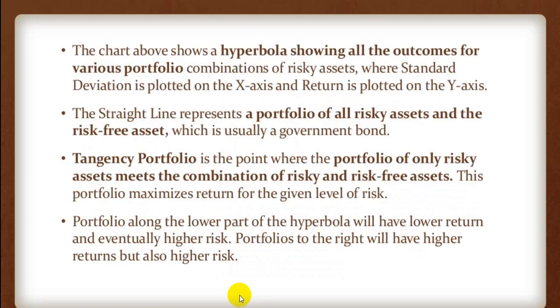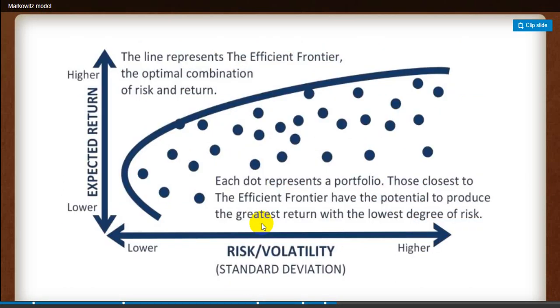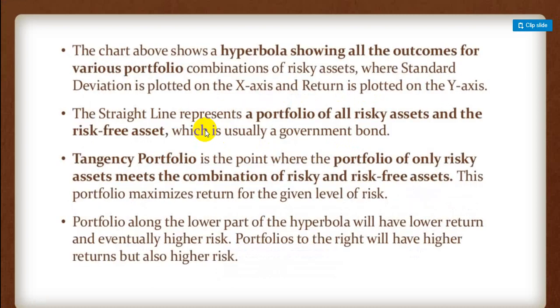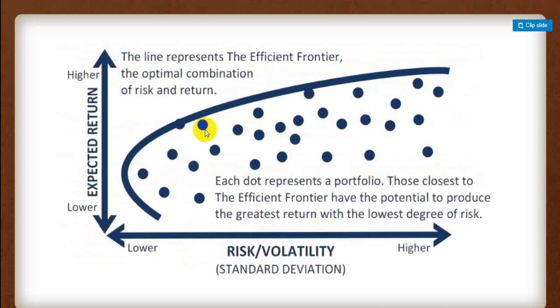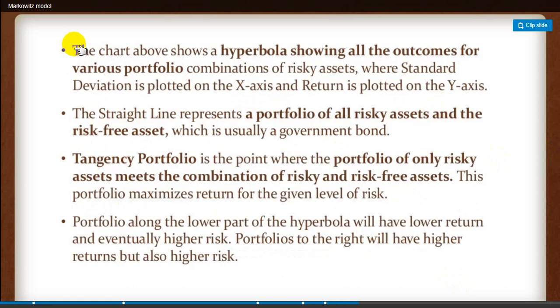This was the efficient frontier, which I showed you in my previous slide. The dots which are closest to it will get the maximum returns with less risk also. Now we are going to discuss the chart above, which shows a hyperbola showing all the outcomes of various portfolio combinations of risky assets, where standard deviation is plotted on the x-axis and return is plotted on the y-axis. So standard deviation is plotted over here and returns are plotted over here.